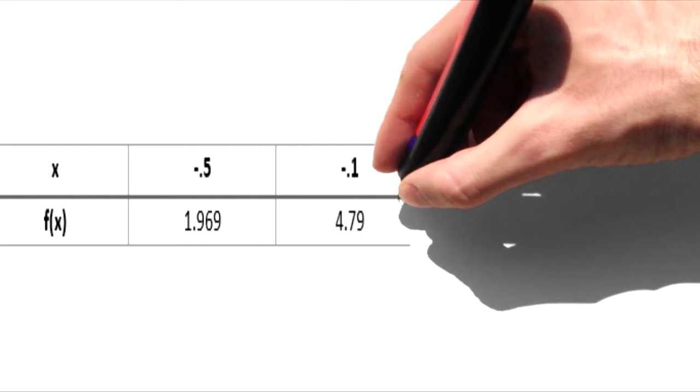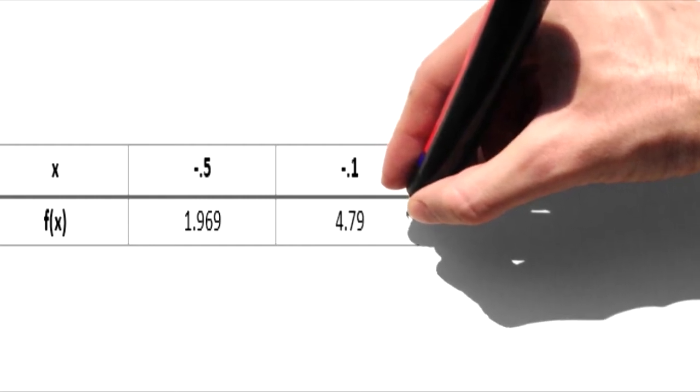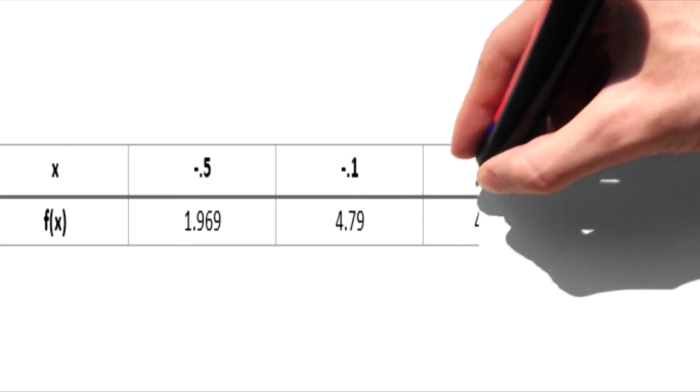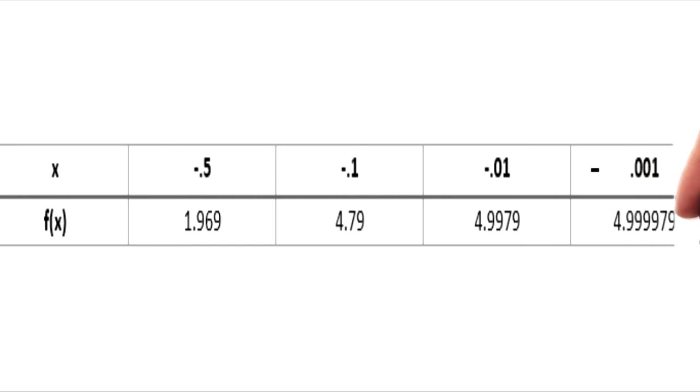Next is -0.1. If we substitute it in the function, we get 4.79. Next we have -0.01. Substitute it in the function and we get 4.9979. Next is -0.001. Substituted to sin of 5x over x, we get 4.999979, or simply 5. Observe the table and you will see that the value that f of x is approaching is 5. Thus, the limit of sin of 5x over x as x approaches 0, using the table values, is 5.